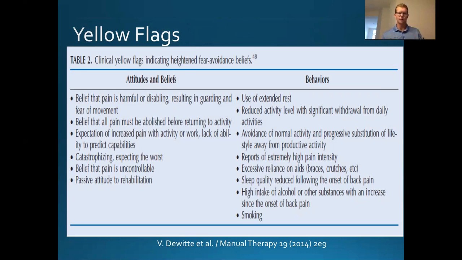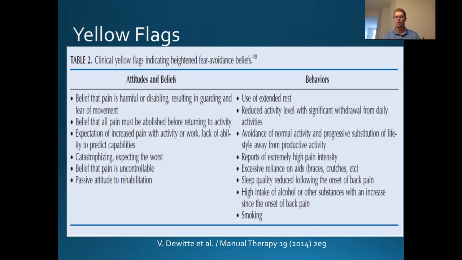Let's just go down the list here. If they believe that something is uncontrollable, they're not really in control of their pain at all. Let's say they use extended rest, so someone who naturally is more prone to putting themselves on bed rest is a yellow flag. If they report extremely high pain intensity, especially the sort of pain that doesn't really match the mechanism of injury, that's going to be a yellow flag.